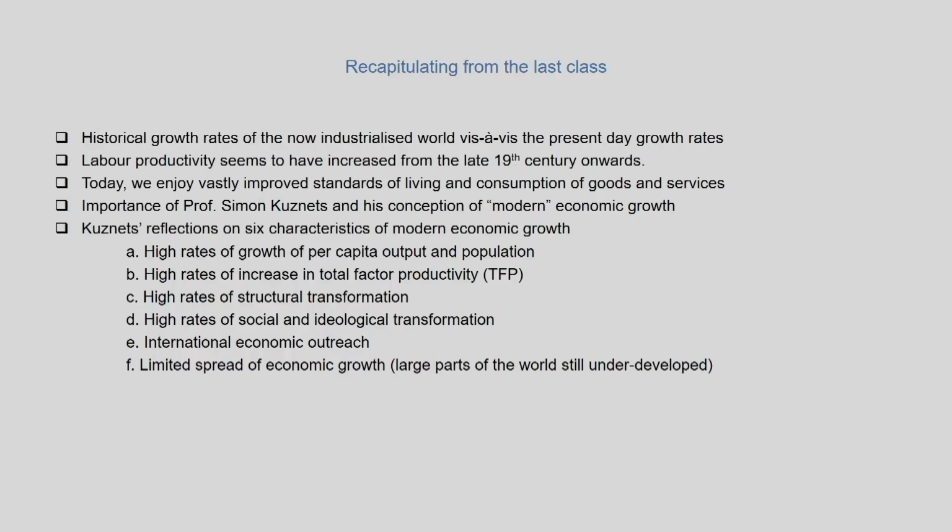and the standards of living have increased dramatically. The importance of Professor Simon Kuznets and his conception of modern economic growth was that the highly industrialized nations of the world, such as the Netherlands or the UK or the USA, had seen dramatic increases in population growth as well as per capita output growth rate, and there were also certain common characteristics that came up with regard to these highly industrialized nations. And Kuznets, through his pioneering work on modern economic growth, had reflected upon 6 important characteristics.